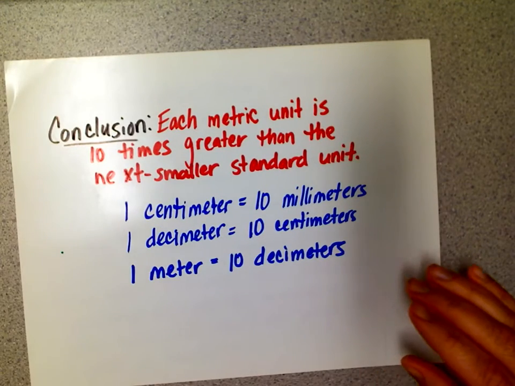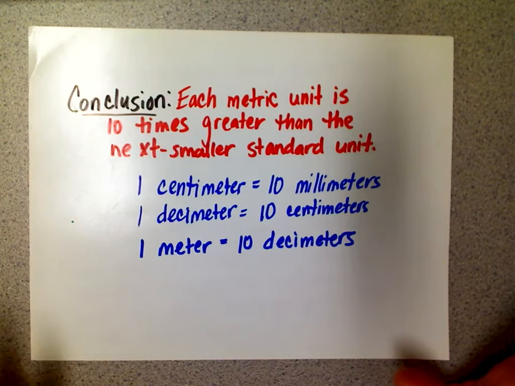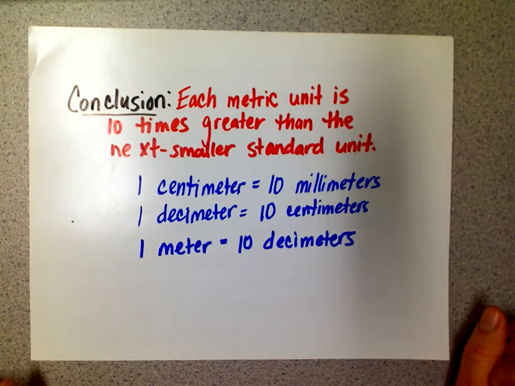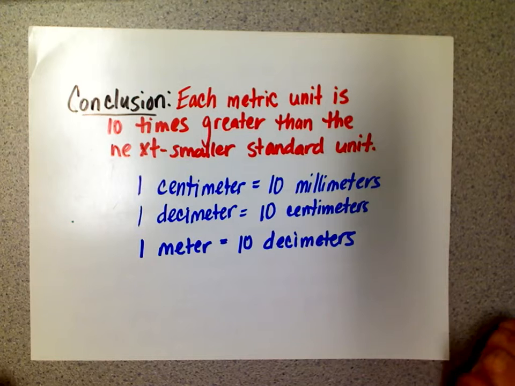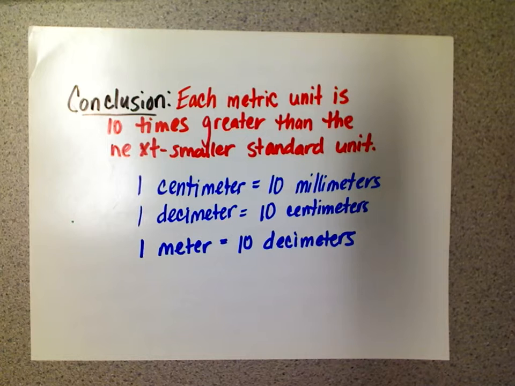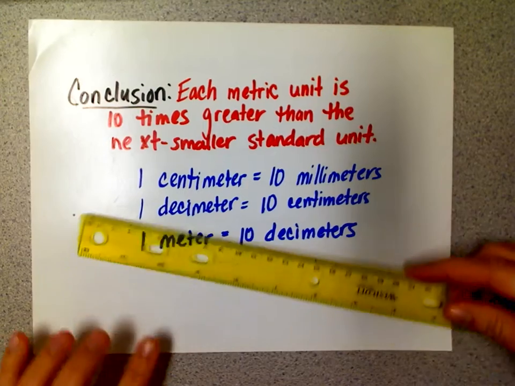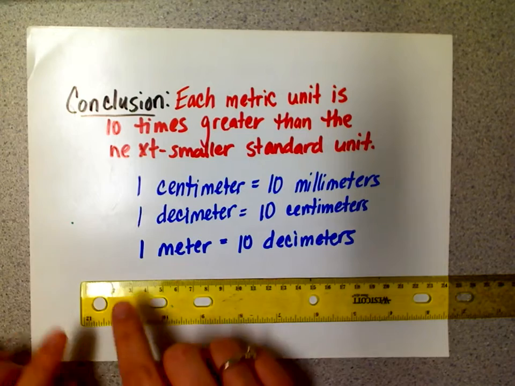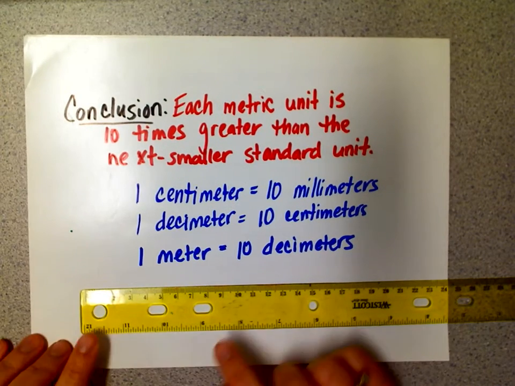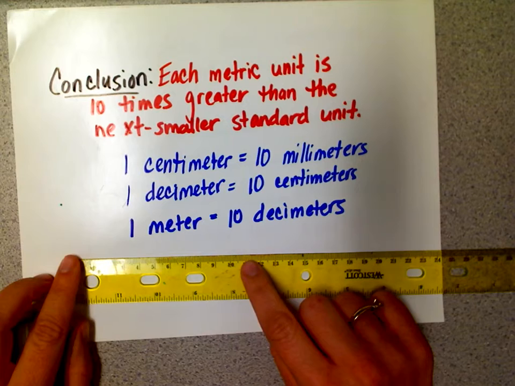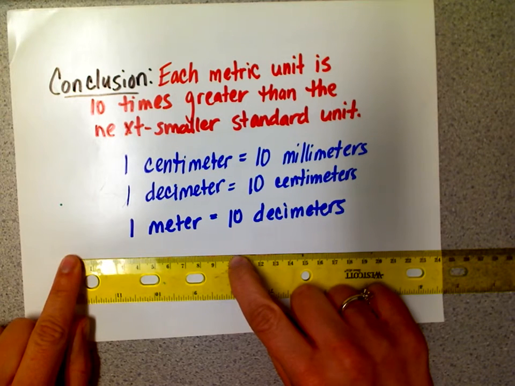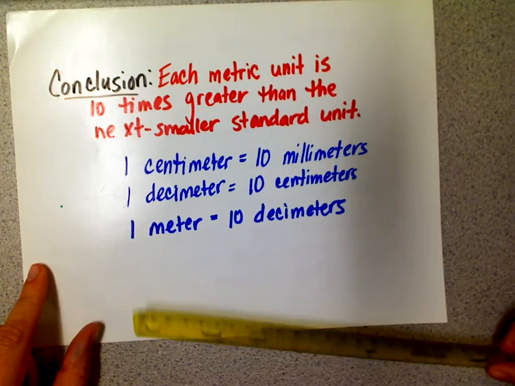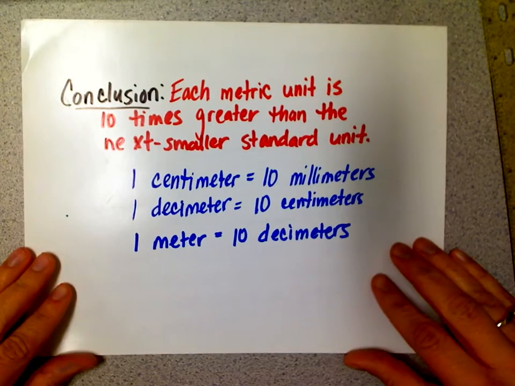Now, here's our conclusion based on some of those conversions we just talked about. Each metric unit is 10 times greater than the next smaller standard unit. So for example, 1 centimeter equals 10 millimeters. Again, here's 1 centimeter, okay? In 1 centimeter, there are 10 millimeter lines. 1 decimeter, which is 1 to 10 here, is 10 centimeters. And then 1 whole meter stick has 10 decimeters.